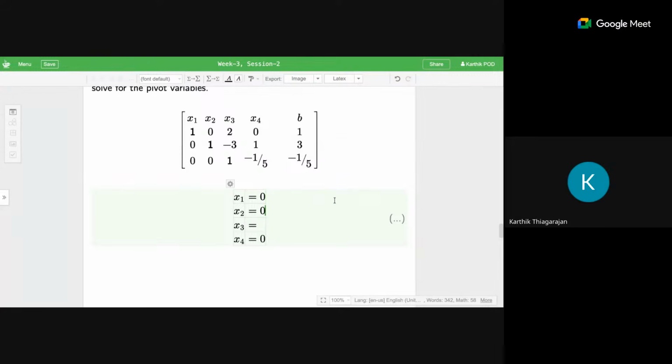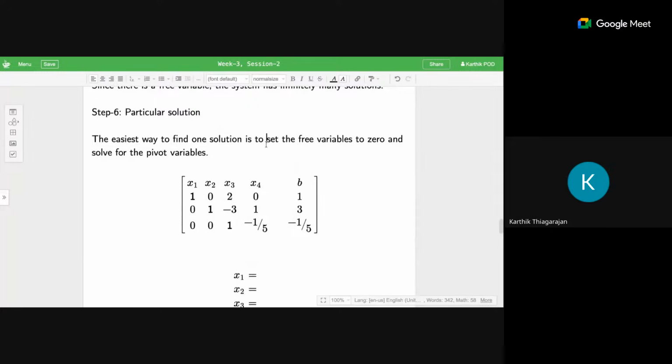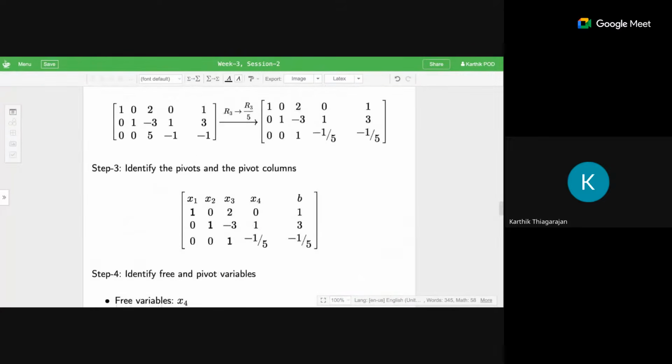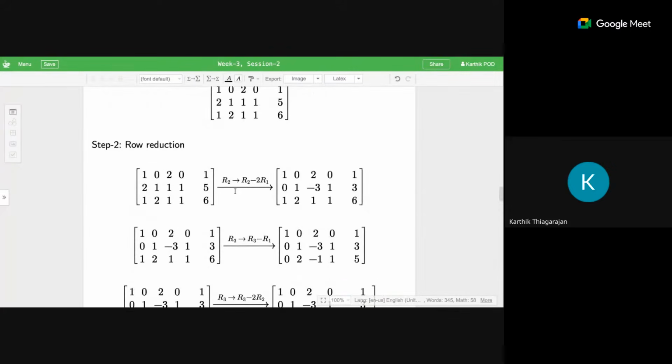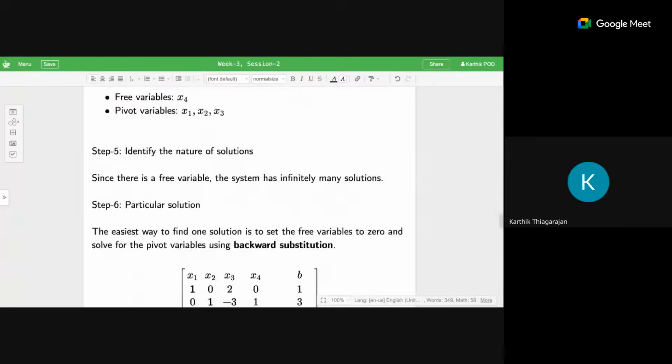So we'll start with x3. This is backward substitution: set the free variable and solve for the pivot variables using backward substitution. This is important. It is called backward substitution because you are going from the back. This row reduction is also called forward elimination, because you are going forward and eliminating one row at a time, going down. This is going back.